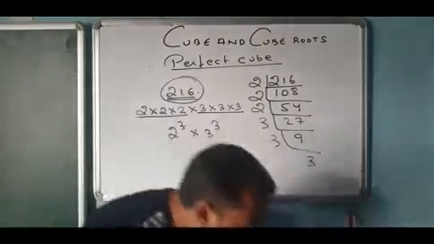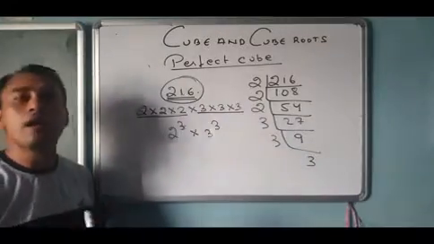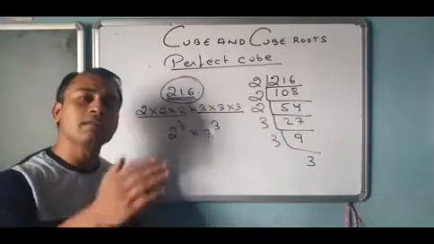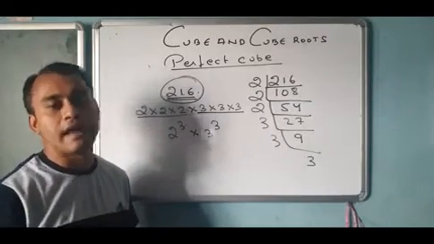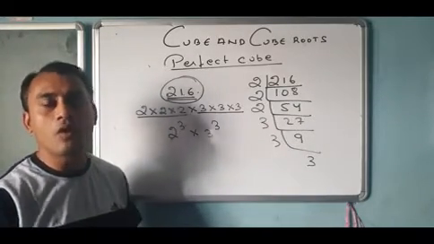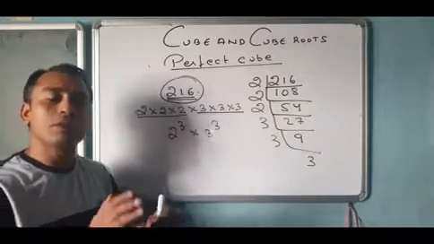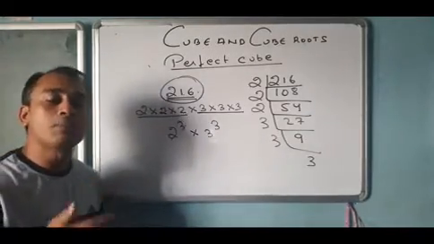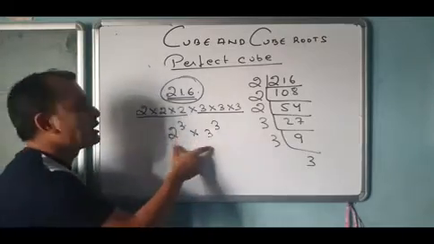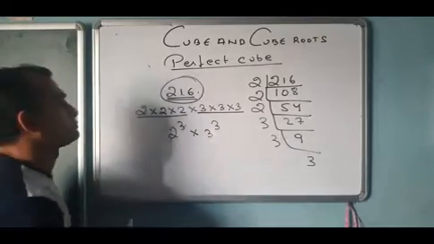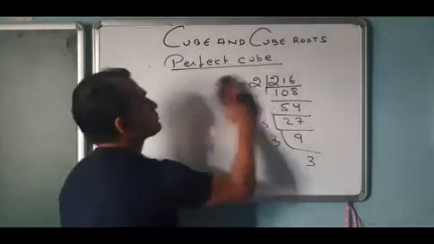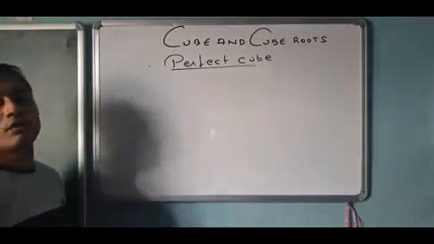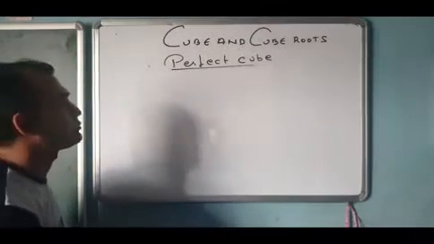So a perfect cube is a number which is obtained by multiplying the same number 3 times. Or a perfect cube is a number which can be expressed as a power of 3 of a certain base. Now let us learn about some of the cubes of the natural numbers.